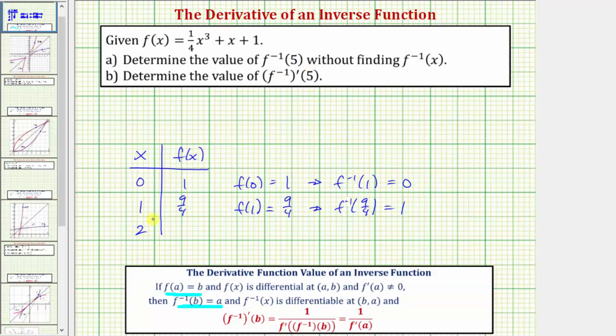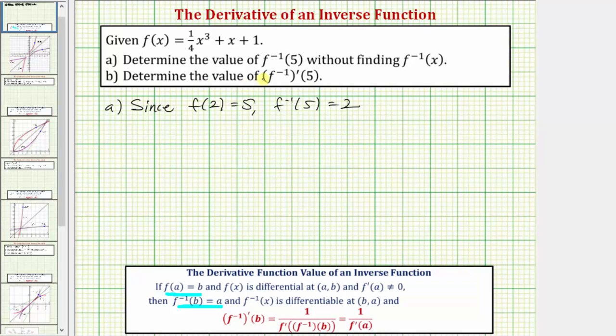Let's try x equals 2. Let's show some work on this one. F of 2 is equal to 1/4 times 2 cubed plus 2 plus 1. Well, this would be 1/4 times 8, which is 2. 2 plus 2 plus 1 is equal to 5. So we found the value we needed. F of 2 is equal to 5, which also tells us that f inverse of 5 is equal to 2. So for part A, we'll say since f of 2 equals 5, we know f inverse of 5 must equal 2.